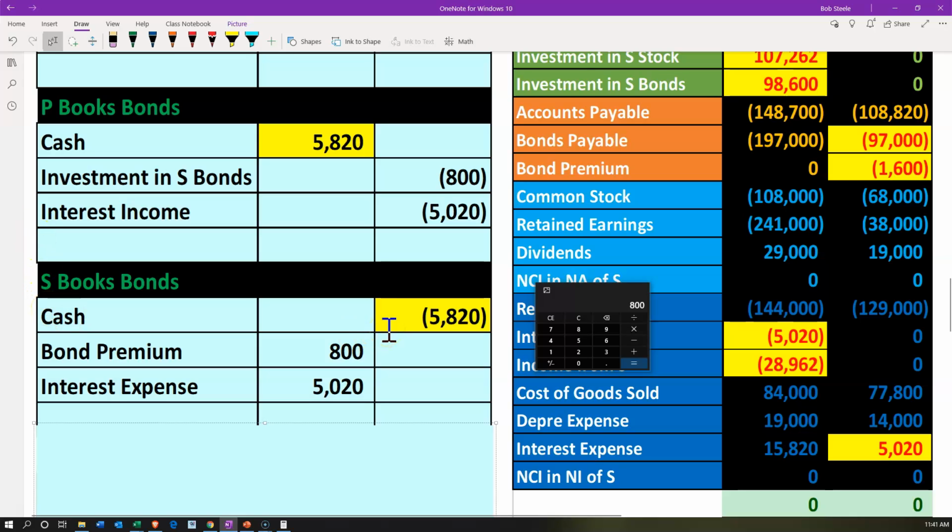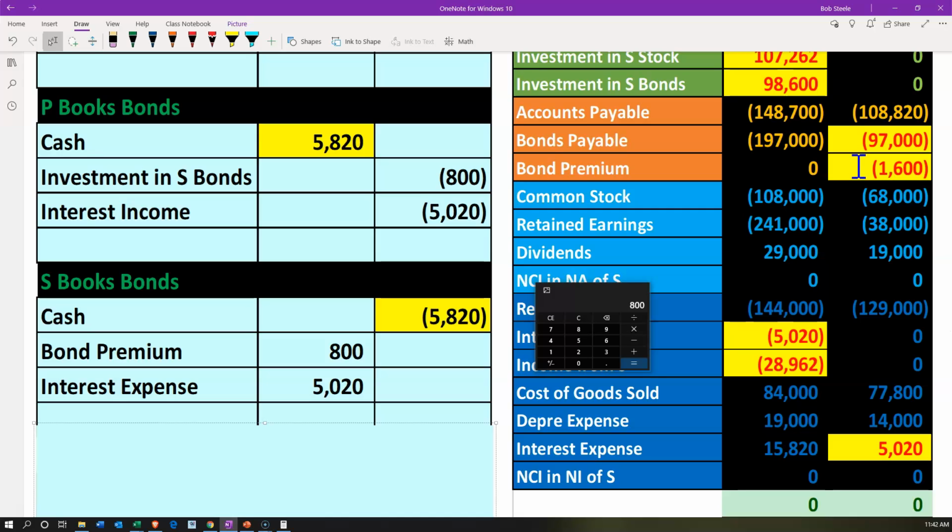It'll be a credit for the 5,820. In essence, the calculation is the same. Then this one's basically going to match up against the bond premium. So on this side of things, we're going to say we had bonds on the books for S of the 97,000. Here's the premium on the books. It has a credit balance. It needs to go down.